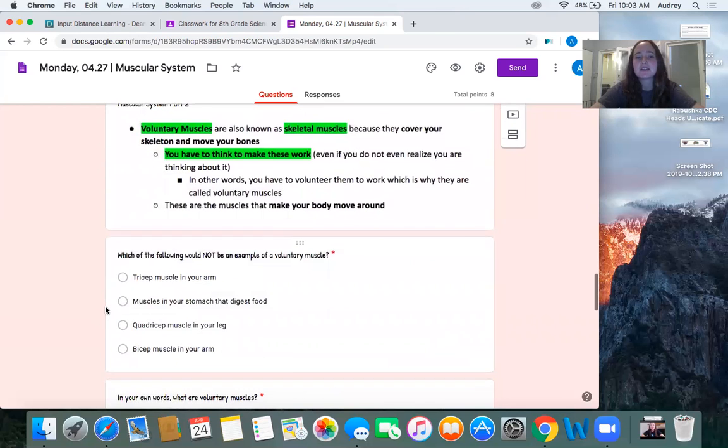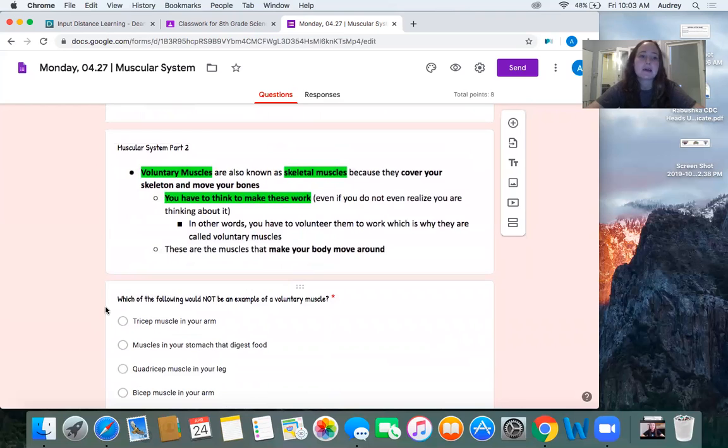So down here, muscular system part 2. It says voluntary muscles are also known as skeletal muscles because they cover your skeleton and move your bones. So your voluntary muscles are the ones all over your bones that you move. You have to think to make these work, even if you don't realize you're thinking about it. In other words, you have to volunteer them to work, which is why they are called voluntary muscles. These are the muscles that make your body move around.